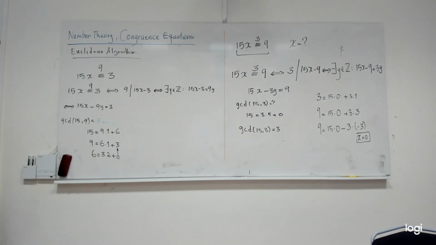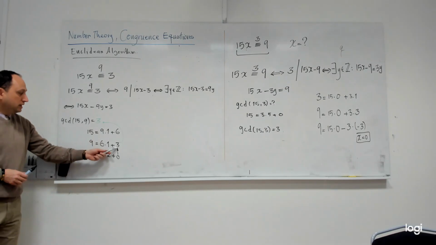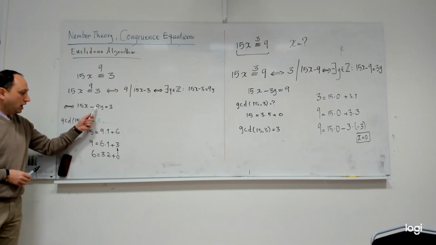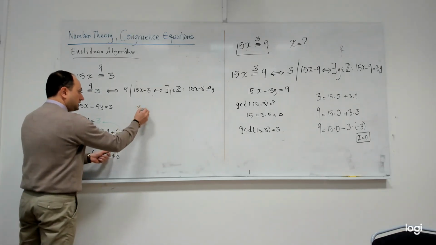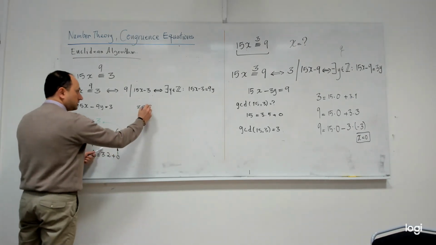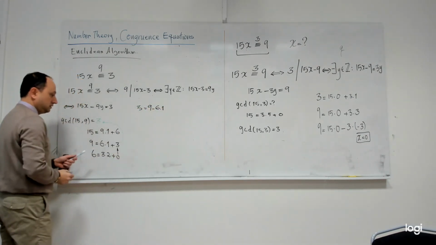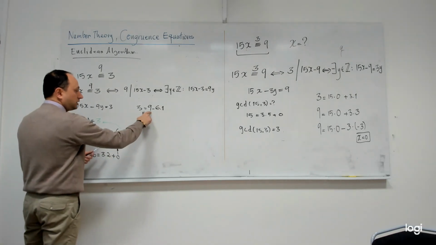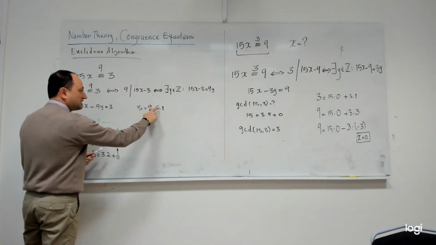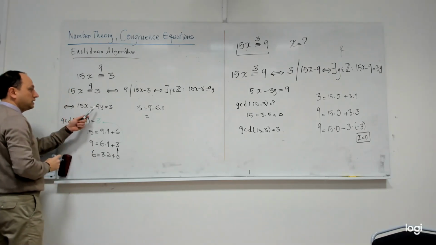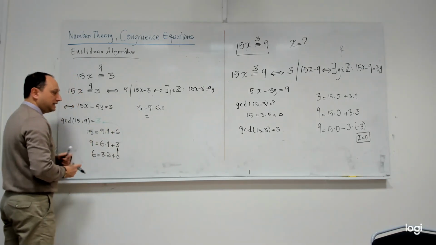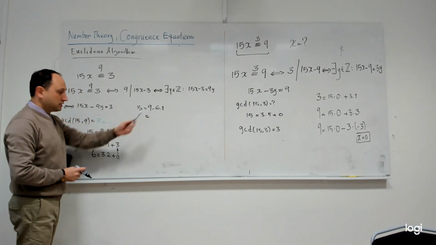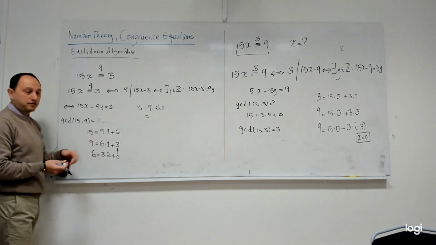So how am I supposed to do it? I need to write 3. I'm supposed to write 3 as a combination of 15 and 9. Okay, so I start from the last one. So here 3 is equal to 9 minus 6 times 1. And this is a combination of 9 and 6. But I want to have a combination of 9 and 15. So 9 is something that I want, I keep it, but I want to get rid of 6. So I go to the previous step and find 6 here.